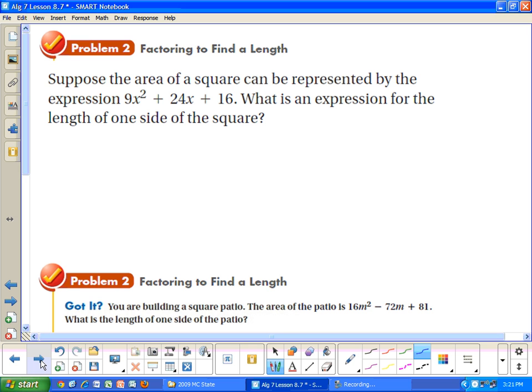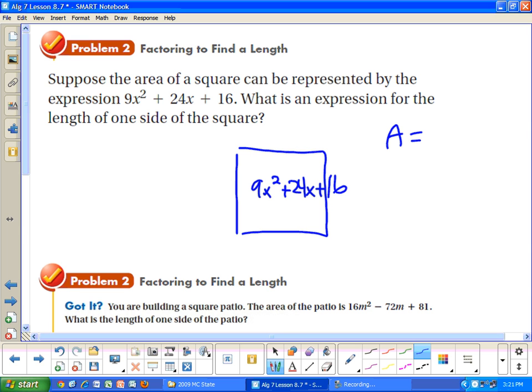All right, suppose the area of a square can be represented by the expression 9x squared plus 24x plus 16. What are the expressions for each side? So here we have a square, and the area is 9x squared plus 24x plus 16. And we want the dimensions. Now, generally speaking, the area of the square is the side multiplied by itself. So we need something multiplied by itself that equals 9x squared plus 24x plus 16.